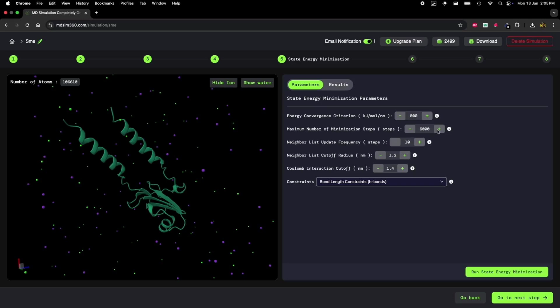Once the system is stable, you're ready to move on to the next steps in your simulation. Energy minimization lays the foundation for a successful molecular dynamics simulation. A well-minimized system ensures accurate, reliable results.